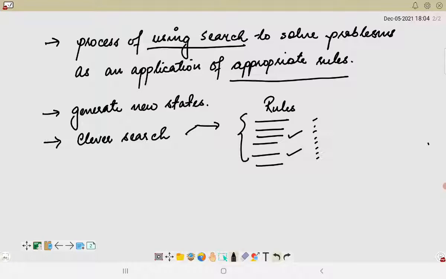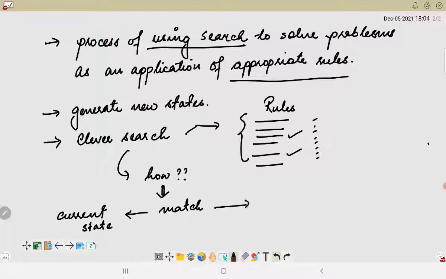But in order to find the most appropriate rules, we have to formulate a strategy. How can we find a clever search? In order to find the clever search, we have to do some kind of matching between the current state and the preconditions of the rules. So the solution lies in that if we are able to match the current state and the precondition rules, we will be able to identify the right search strategy which is likely to lead us to a solution.